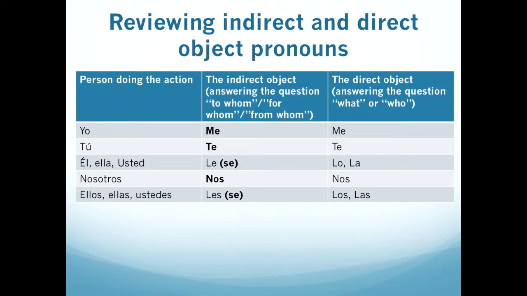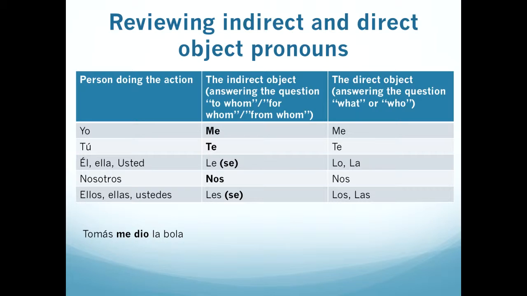The indirect object pronoun normally asks the question, to whom, for whom, from whom. So to me, me, to you, te, to him or her, le, to us, nos, to them, les. The direct object pronoun answers the question, what? Me, te, lo, la. I have a ball. A ball answers the question, what?